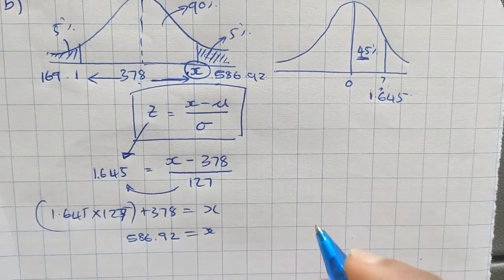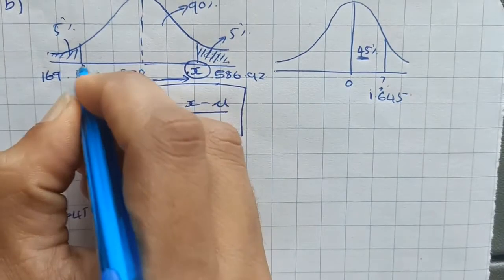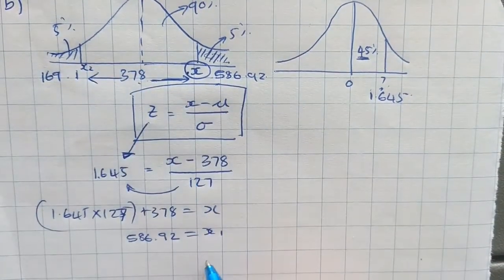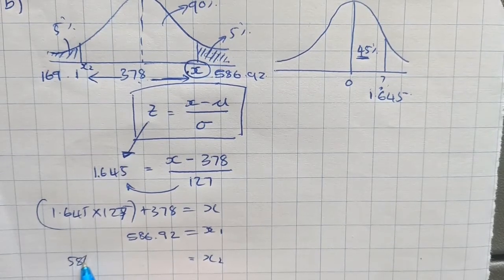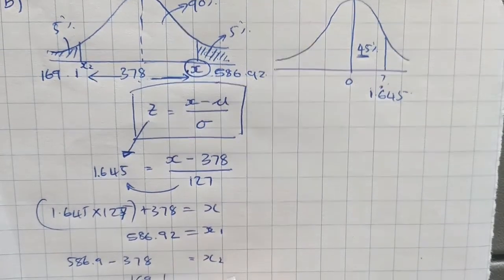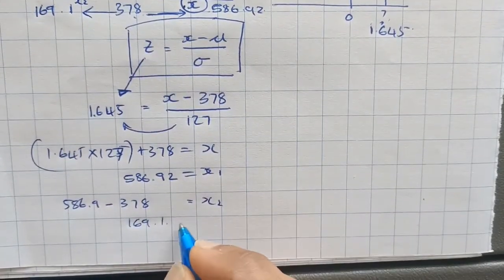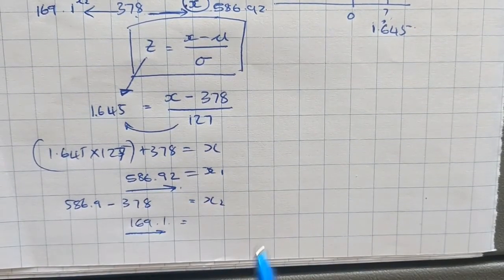So therefore, the range will be between x1, and we can call this x2. So x1 will be that. x2 will be equal to 586.9 minus 378, which is 169.1. 169.1 to be the second value, and that will be the range between those two values.